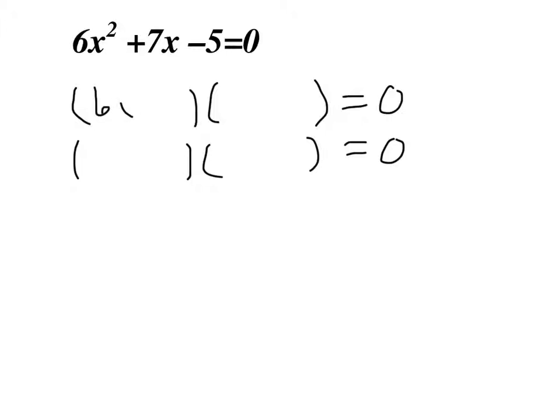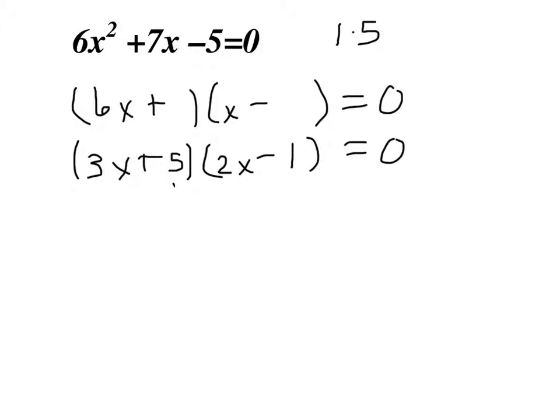It could be 6x and x. It could be 3x and 2x. It's minus 5, which means one's a plus, one's a minus. I don't know which one should be plus and which one should be minus, so I'm just going to guess. -5 can only be factored into 1 times 5. So think about where you put the 1 and where you put the 5. How about if you put the 5 here and the 1 here?